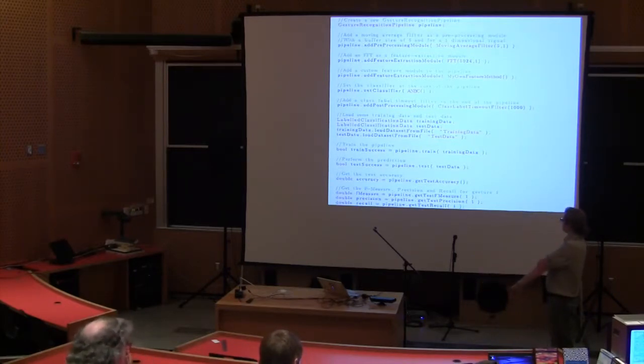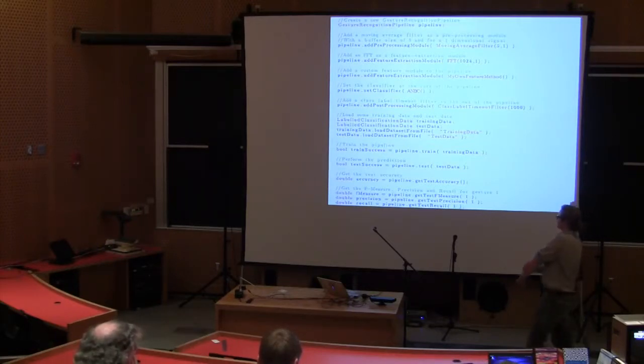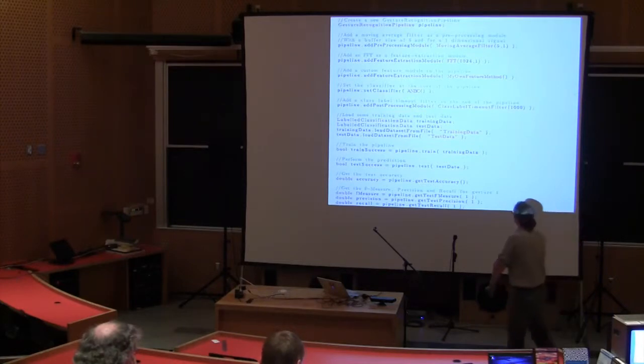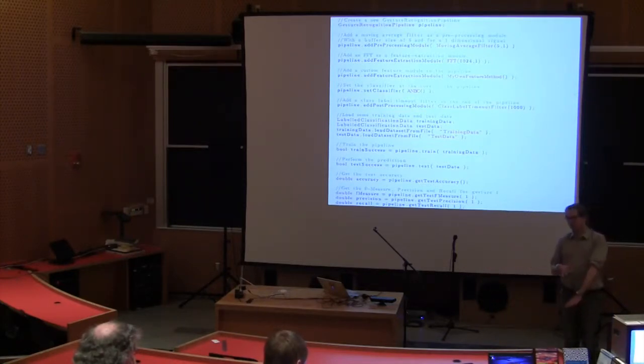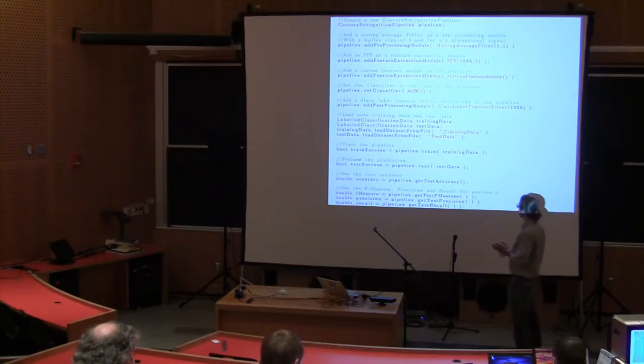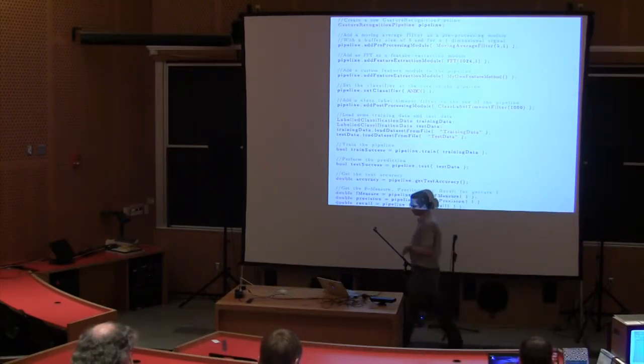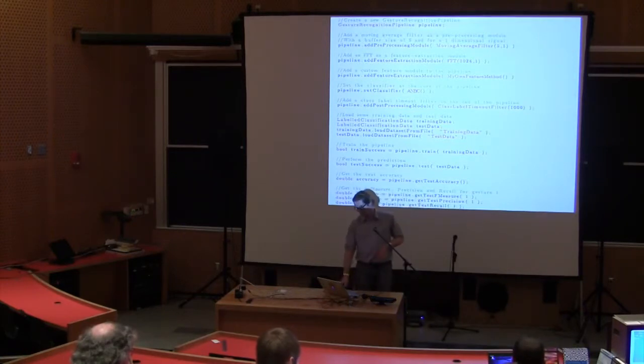Then you create an object for the training data and test data. So labelled classification data is the training data here, and labelled classification test data is the test data. And one of the really nice things about the gesture recognition toolkit is you can save data to a file and then load it back, so you don't have to retrain your model every time you want to do it. And once you've trained the data, then you basically just do prediction.